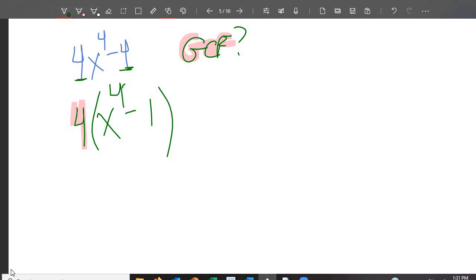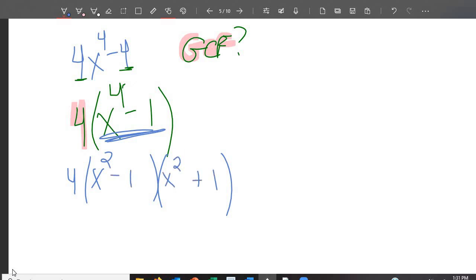Now let's try to factor this. Now it's 2 terms, and this is one of those special difference of 2 squares because it's got the minus sign in the middle, it's got the even exponent, and I can take the square root of 1. So we break this apart. X squared minus 1, x squared plus 1.